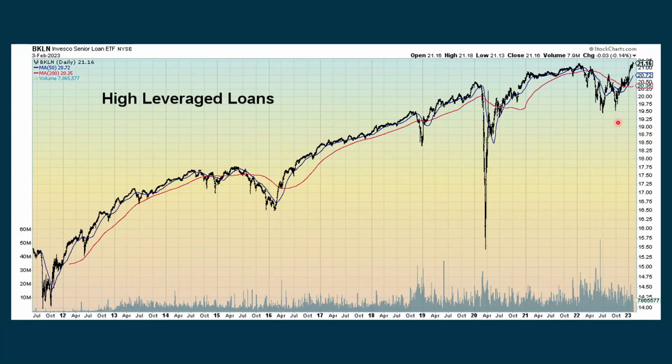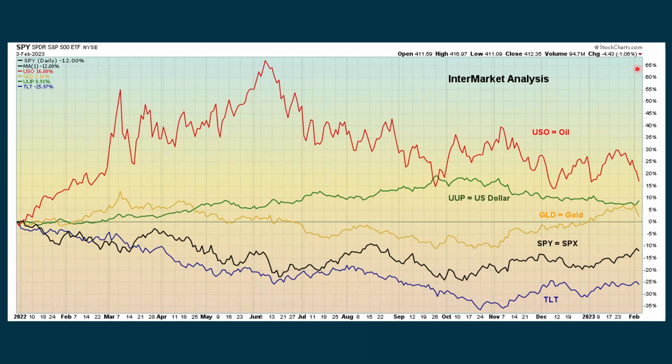High leverage loans. If the economy was getting ready to fall off a cliff, do you think this chart would be going up? That's just one thing to look at amongst many. We saw a recent golden cross here with high leverage loans going higher.